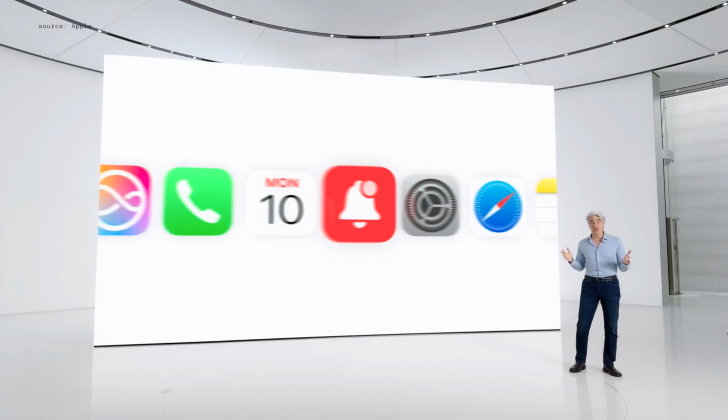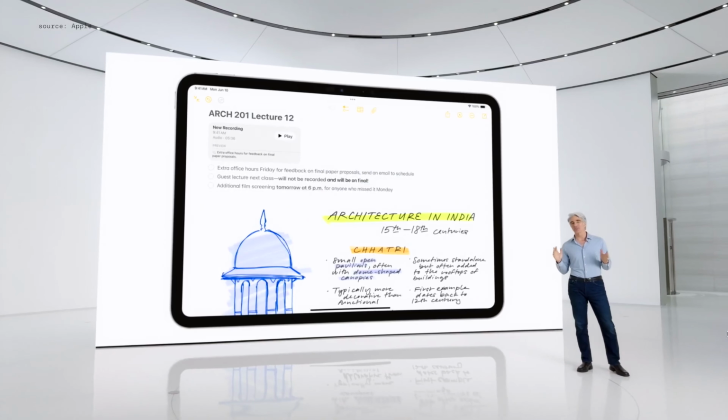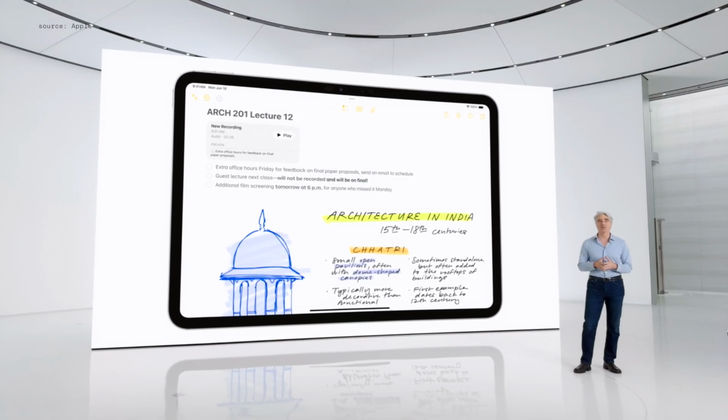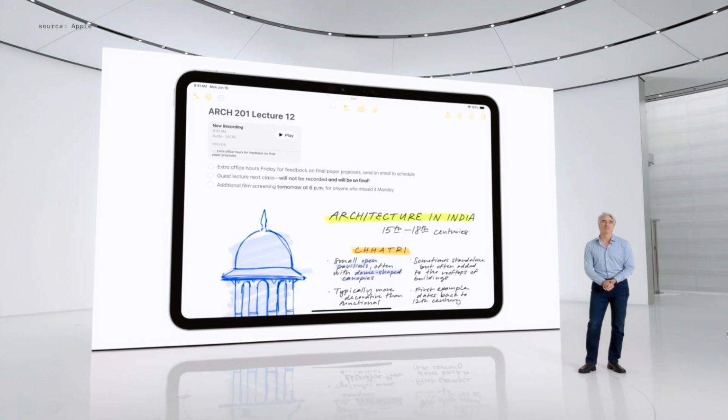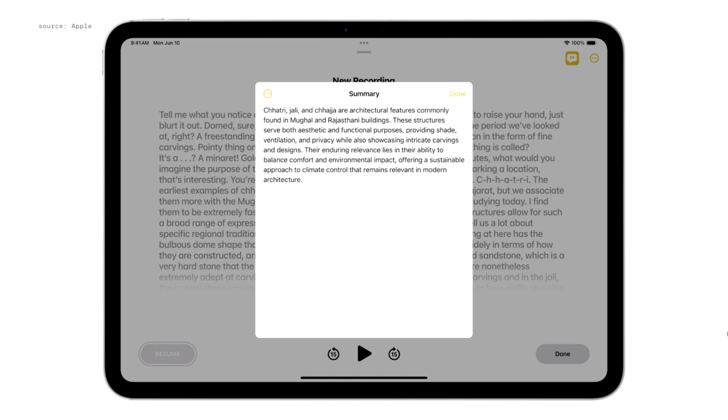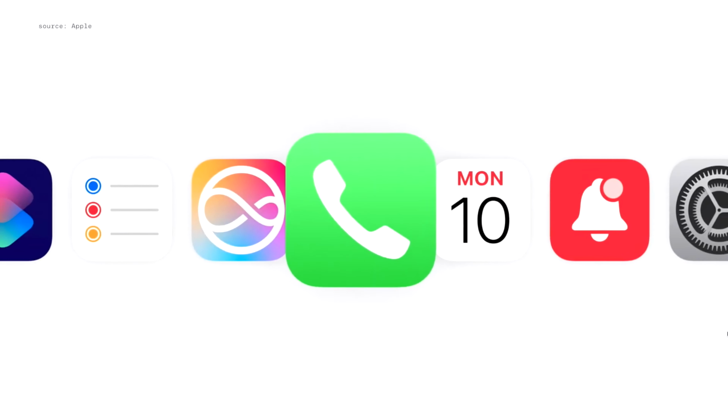For example, in the Notes app, you can now record and transcribe audio to capture detailed notes while staying present in the moment. And when your recording is finished, Apple Intelligence generates a summary to help you recall the key points at a glance. Recordings, transcriptions, and Apple Intelligence-powered summaries are also coming to the Phone app.